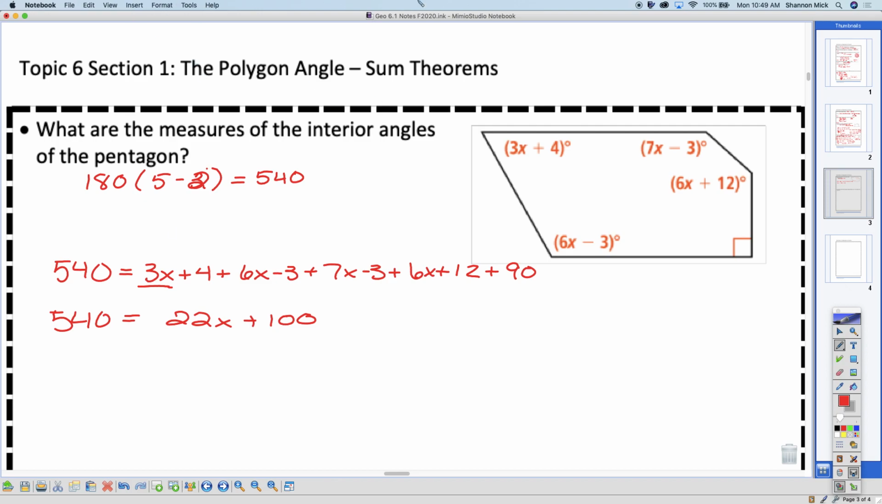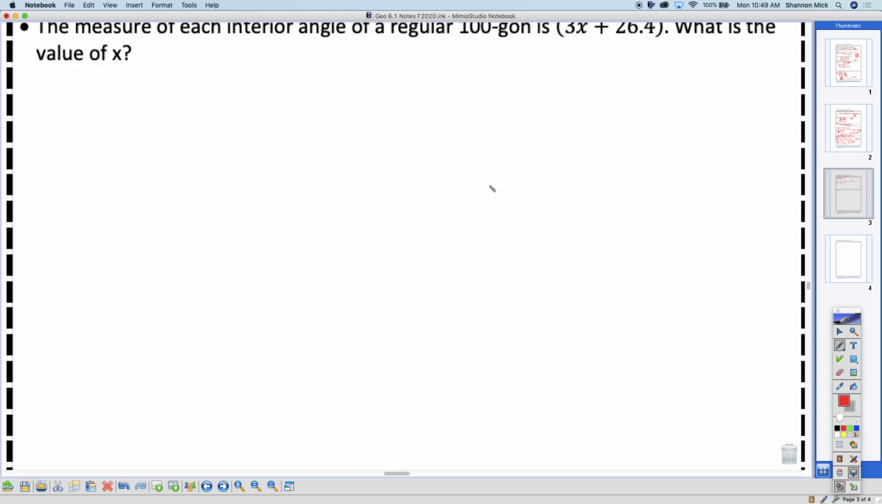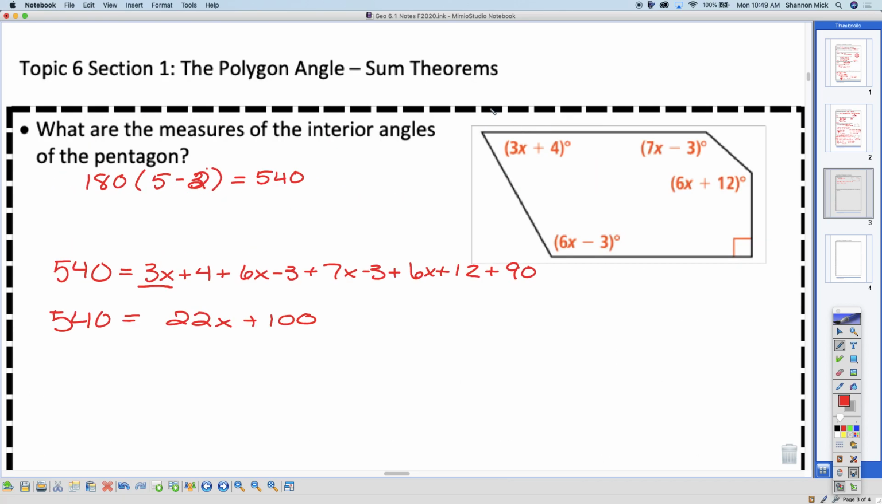We will go over the assignment tomorrow. The last one is just using the formula again.